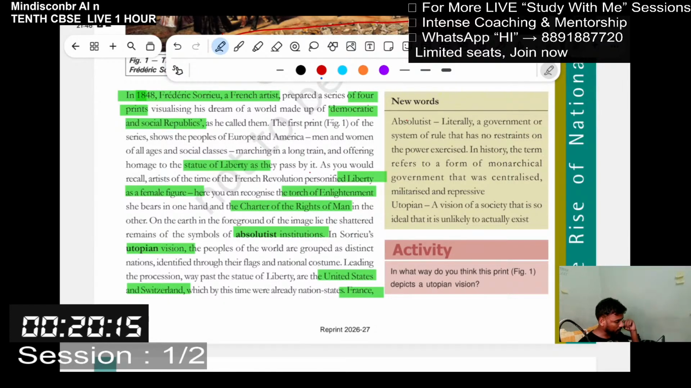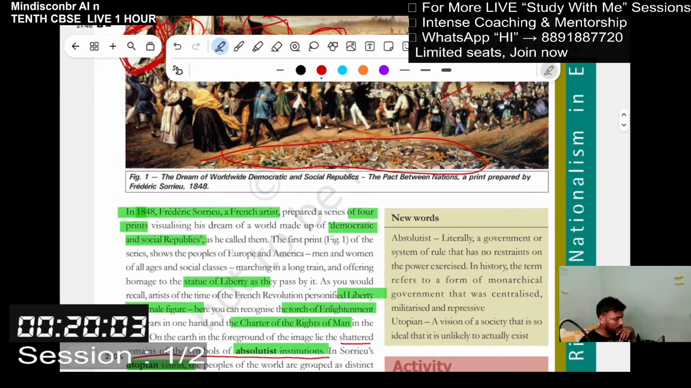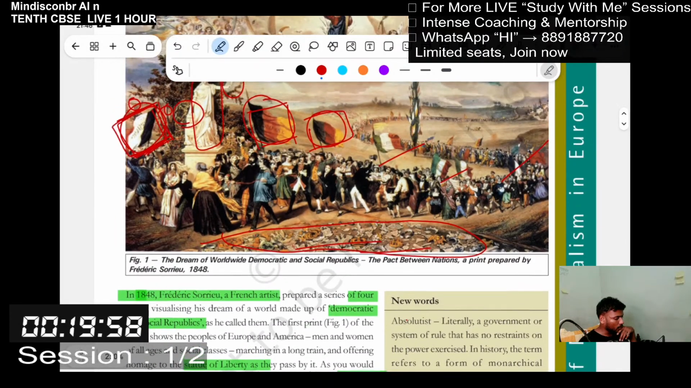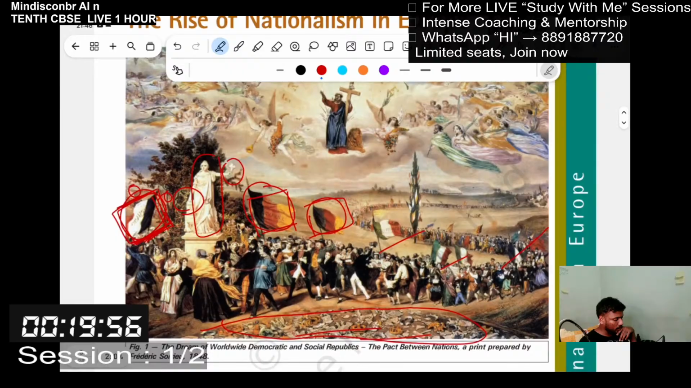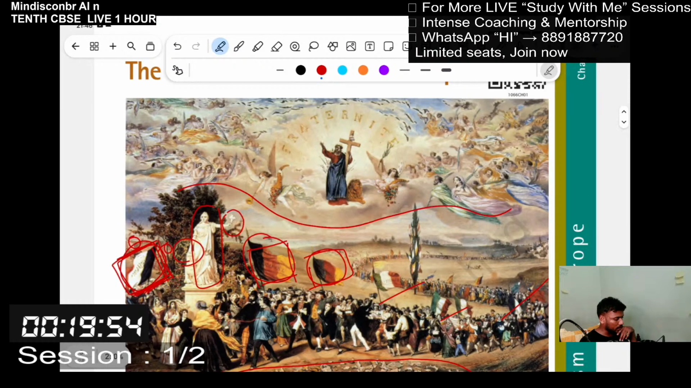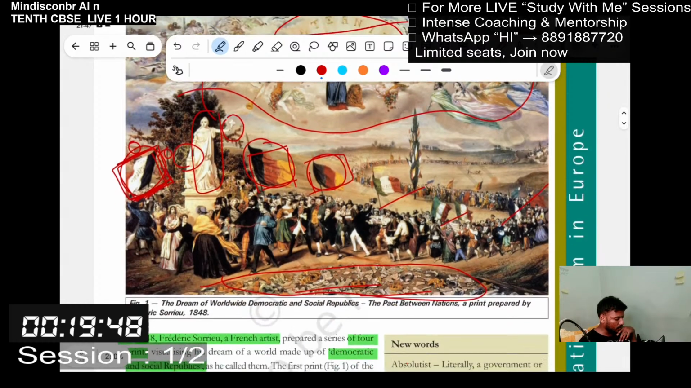Here you can see shattered remains of the symbols of absolute institutions. That is shown here. And above them you can see Jesus Christ with written fraternity. What does that mean? And the angels are all above them.